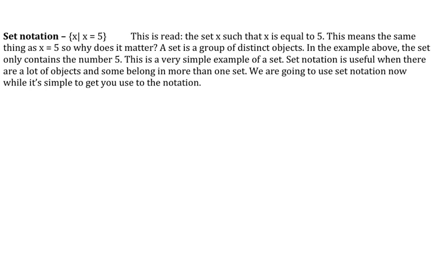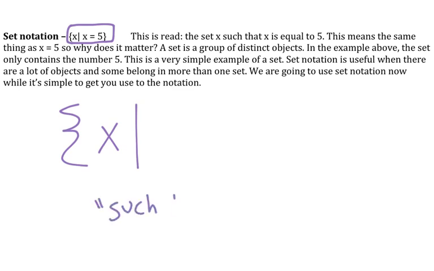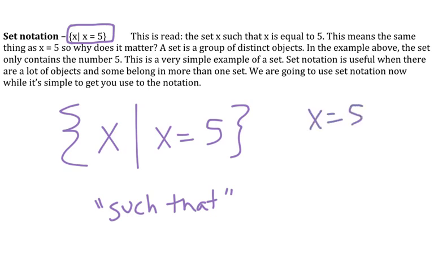So set notation, if we see something like this, that is set notation. Let me break it down for you. You've got braces, which are these curly brackets. It says x, because that's going to be my variable. Then it's got this vertical line, and in words that means "such that." So that means x such that x is equal to 5. And so you're going to write your equation, instead of just writing x equals 5, as x such that x equals 5 in set notation.